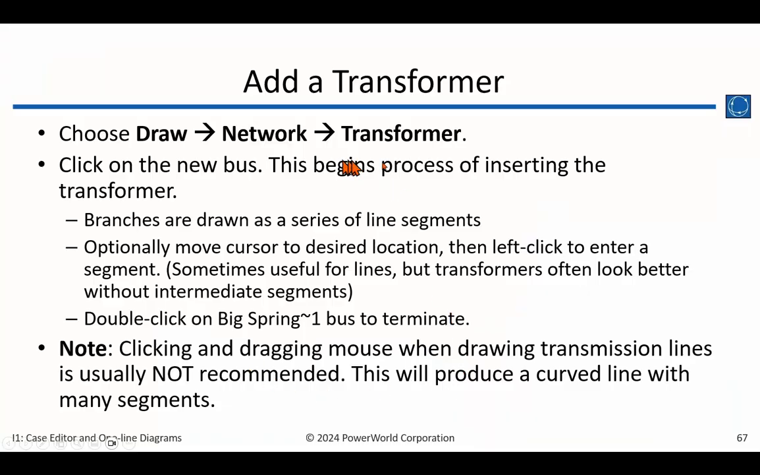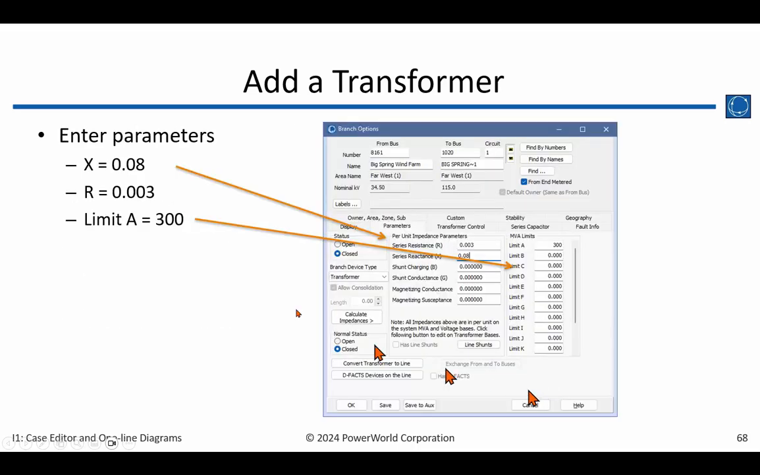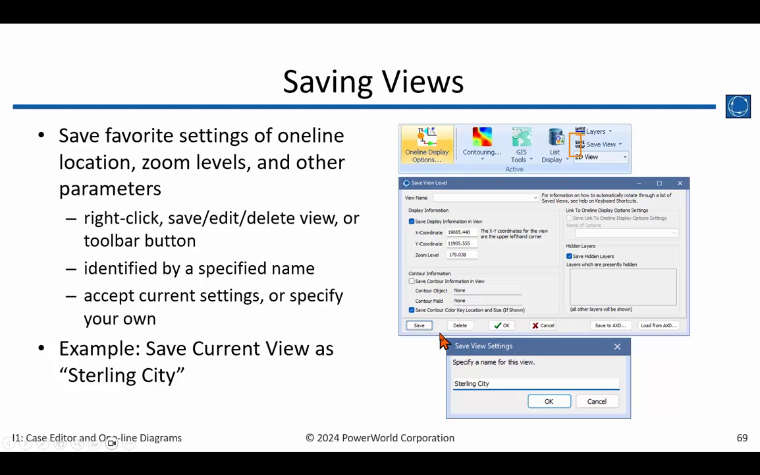And back to the slide, this shows what we did with the note, as we mentioned before. Clicking and dragging the mouse when you're drawing a transmission line or a transformer is usually not recommended because it'll put in a whole bunch of segments and vertices. And so here's some parameters. The slide shows a parameter of 300. I think I added 200, but if you wanted to edit that, you could do that as well.